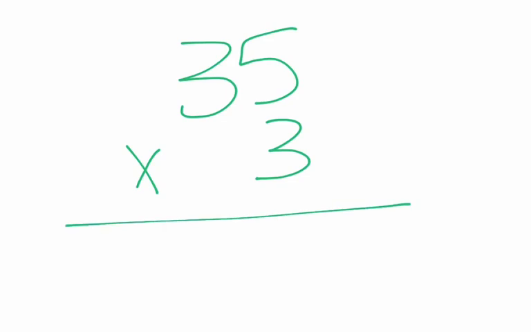And again, we're always starting on the right side in the ones column. It's okay, baby. 5 times 3 is 15. Carry that one group of 10. 3 times 3 is 9. Plus 1 is 10. So the answer is 105.